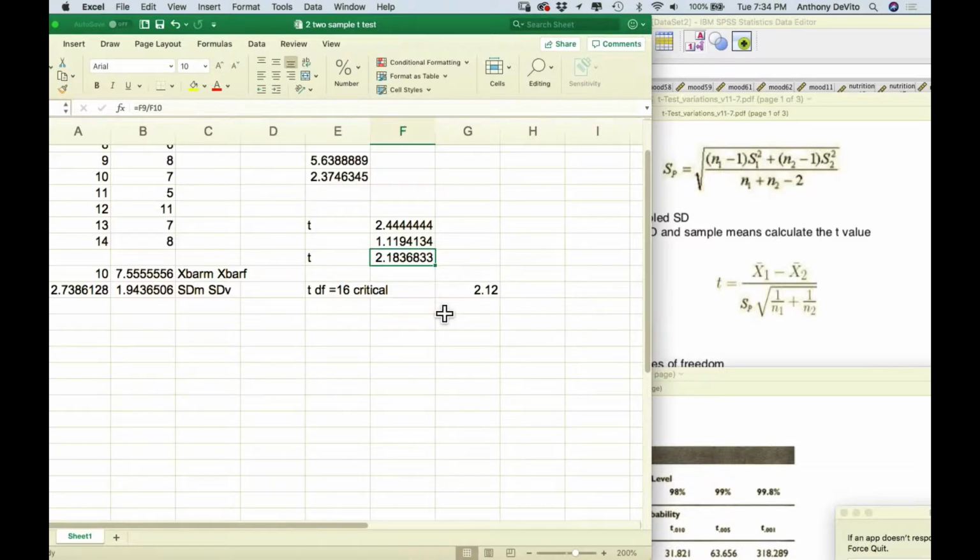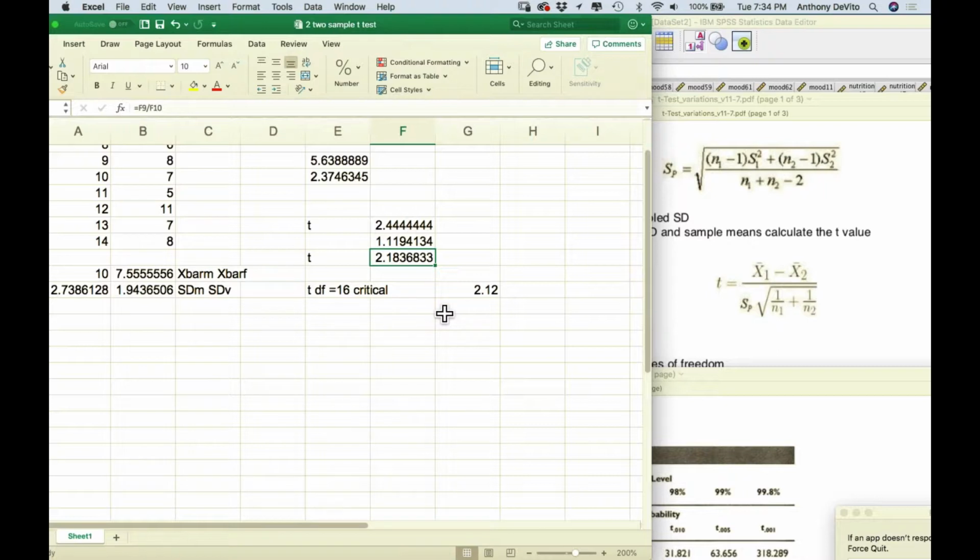What happens now? That was a good catch, because look what happened. What's my critical value of t? 2.12. What did I just calculate t to be? 2.18. So my calculated value of t is bigger than my critical value. That means my means are far enough apart for me to say that the population means are probably different. In other words, reject my null hypothesis.